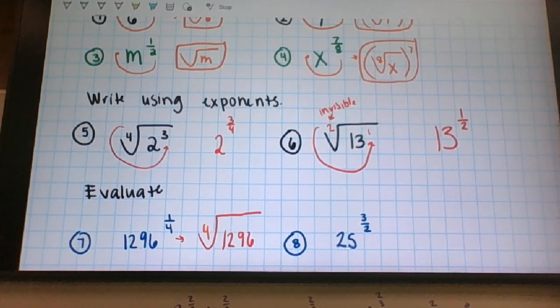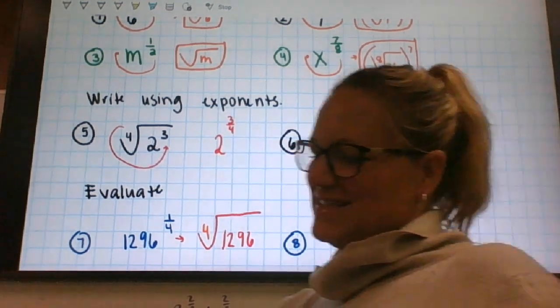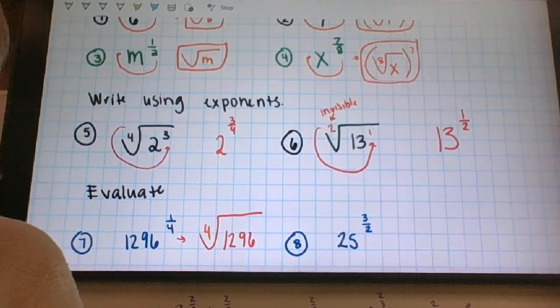Okay, so let's not think about fourth. I think it might show up with a list of fours. What's 2 to the 4th? 16. And 3 to the 4th is 81. 4 to the 4th is 256. 5 to the 4th is 625. What's 6 to the 4th? 1296. There it is. I knew it was there somewhere.